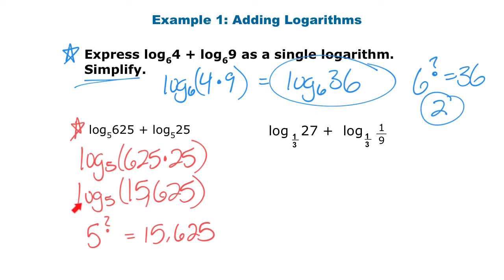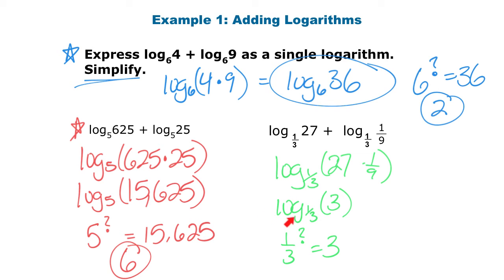As a single logarithm, this one would be log base 5 of 15,625. So I'm thinking 5 to what power gets me 15,625. I might need to do a little trial and error here, but my answer is going to be 6. 5 to the 6th power is 15,625.